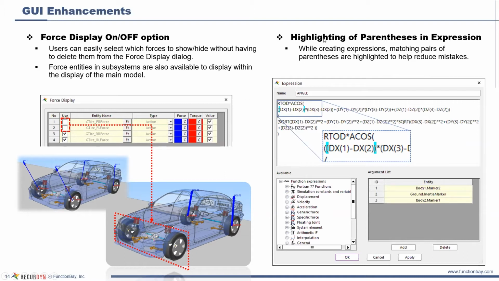There's also, in the expression window, the highlighting of parentheses in the expressions. As you're typing in the expression, some of these expressions obviously can get very complicated and can have many parentheses. As the cursor enters a parenthesis or passes over one, the matching parenthesis will be highlighted to make it more clear how the expression is being entered.